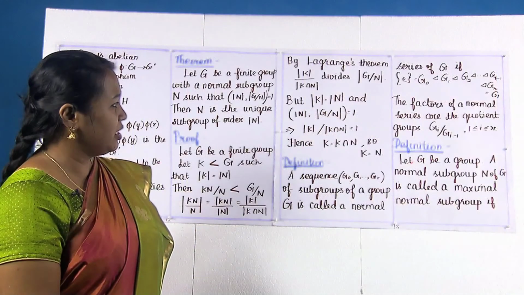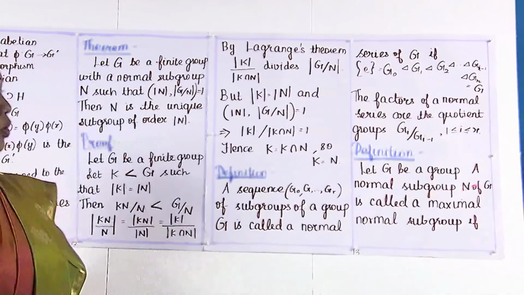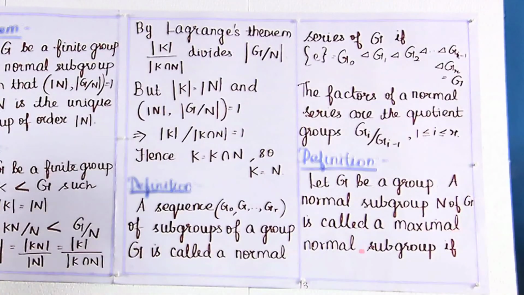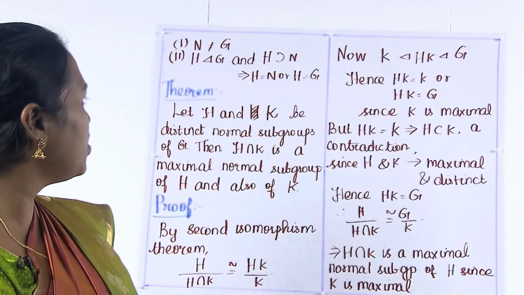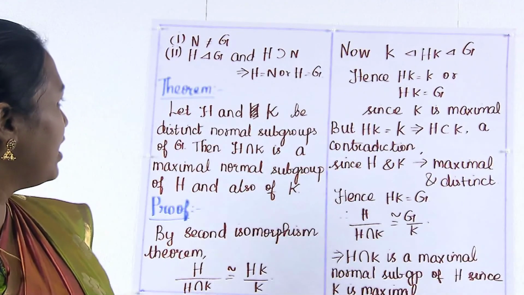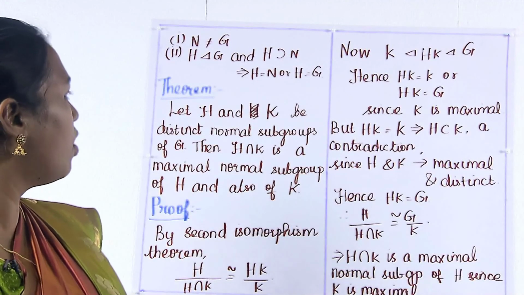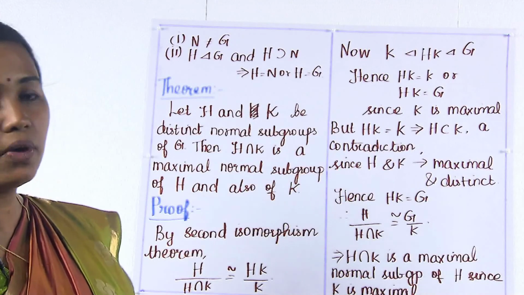The next definition: let G be a group, a normal subgroup N of G is called a maximal normal subgroup if N is not equal to G and H is a normal subgroup of G and H contains N, which implies that H is equal to N or H is equal to G. We shall now see a theorem. Let H and K be distinct maximal normal subgroups of G, then H intersection K is a maximal normal subgroup of H and also of K.